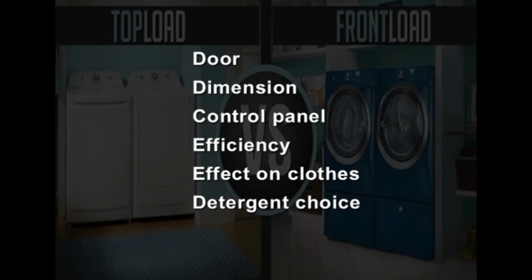The factors on which top and front loading differ are door, dimension, control panel, efficiency, effect on clothes and detergent choice. Depending on the total automatic features available in the washing machine, the top loading washing machines are also classified as semi-automatic washing machine and fully automatic washing machine.